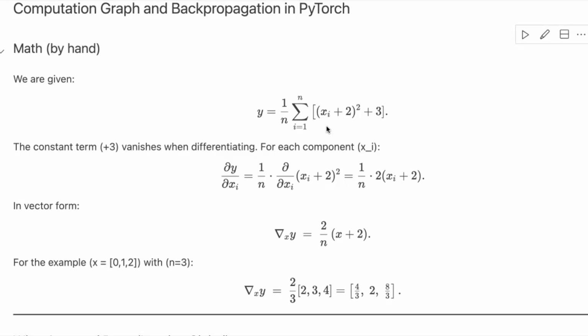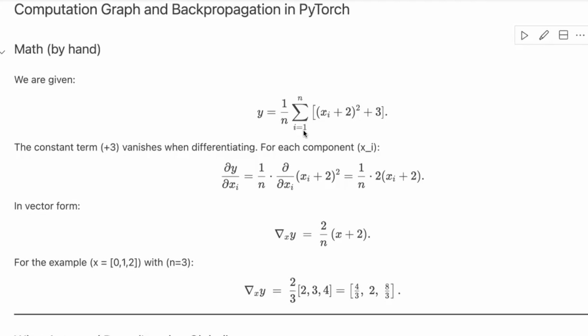And in this case, it's a very simple function. So for each input, we add 2, we square that, we add 3, and then we take the average, right? So if you think of this term in front of the summation as just one function of xi, this means that we are taking the average or mean of those values.